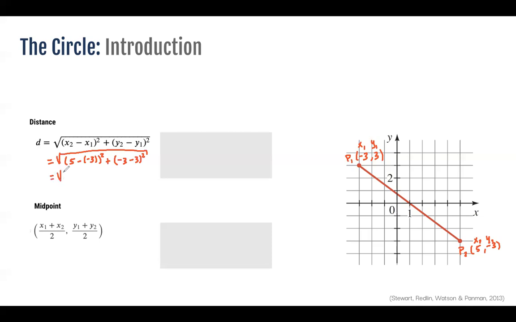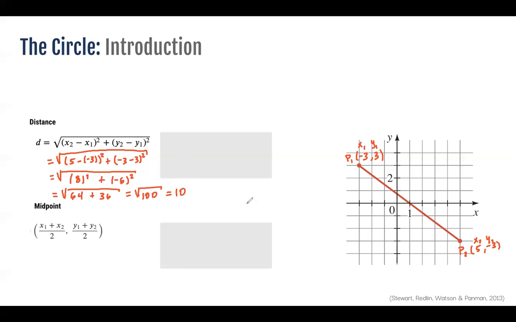This will become the square root of 5 minus -3, it'll be 8. So that's 8 squared plus -3 minus 3 will give you a -6, and that will be squared. And then this will become the square root of 64, 8 squared, plus -6 squared, that's 36. That's the square root of 100, and the distance will be 10.